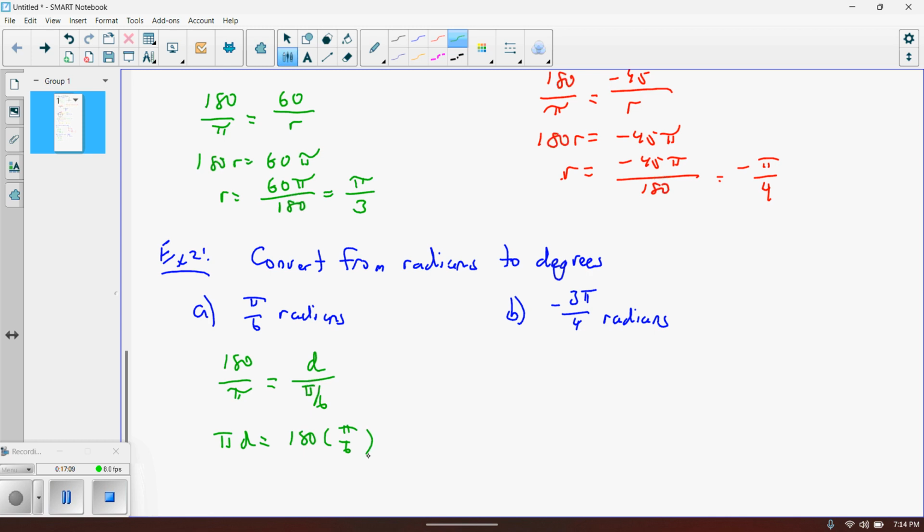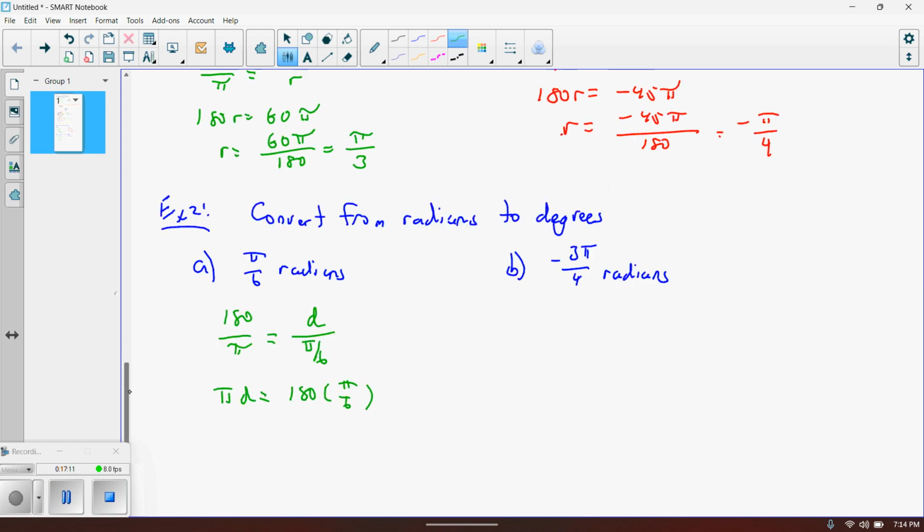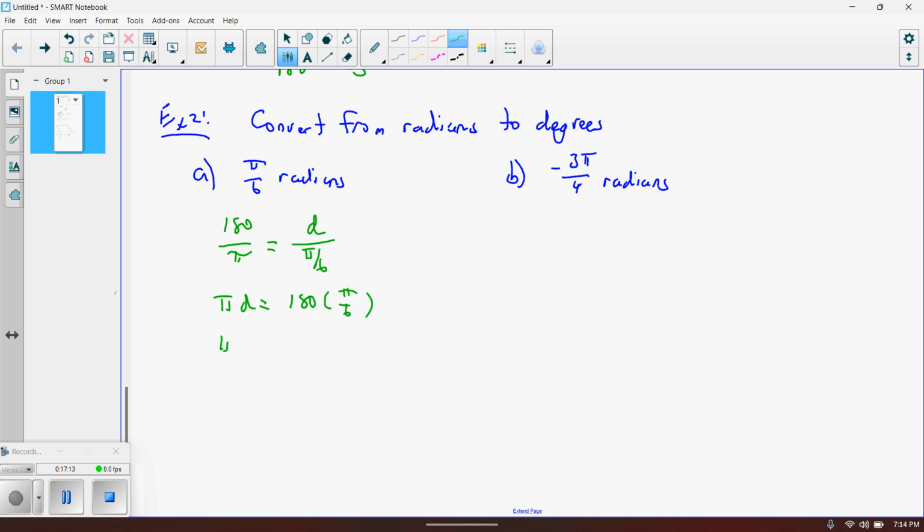Okay, let's simplify that first before we do any more solving or dividing. So 180 pi over 6 is going to end up, let's see, 180 divided by 6 is 30, so that's going to be 30 pi. And then to solve for d, you divide both sides by pi. So d is 30 degrees. So pi over 6 radians is 30 degrees. That is another one you're going to need to know. I keep picking these because they're easy to deal with, but this is basically how it's done.